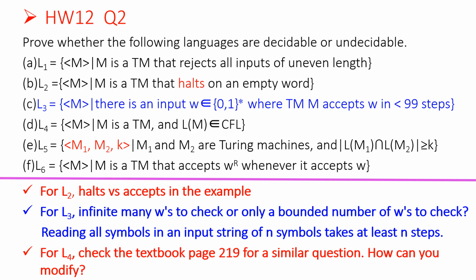For L4, check the textbook page 219 for a similar question. In that example, LM is a regular language. Here, it's a context-free language. How can you modify that proof?